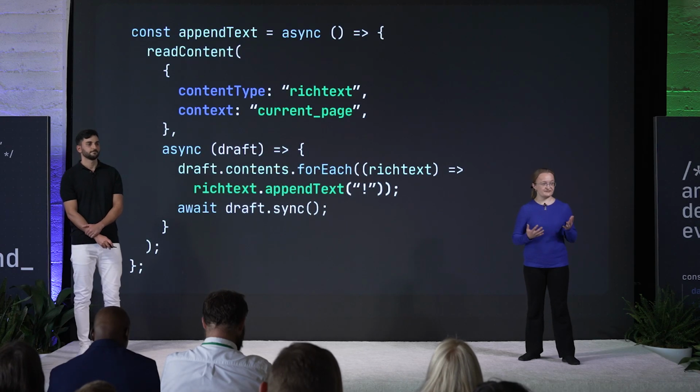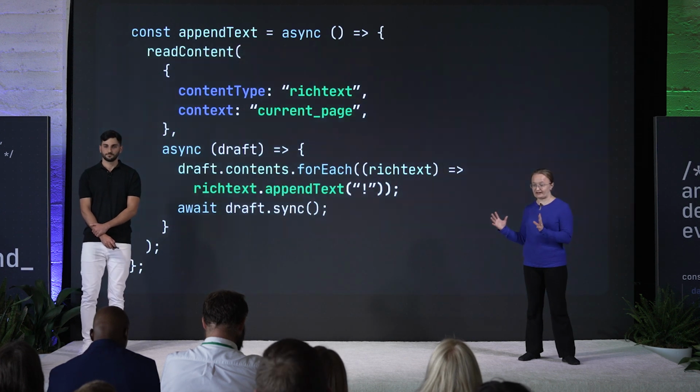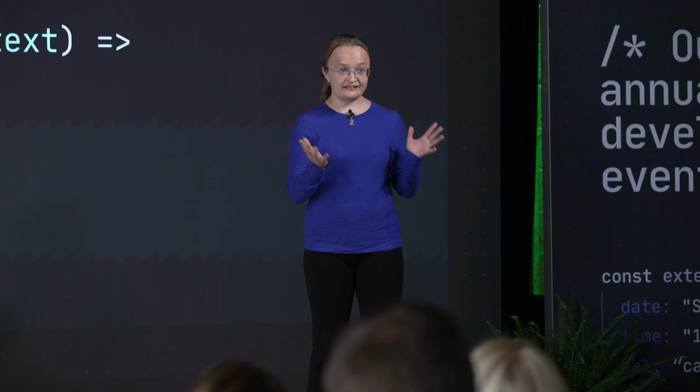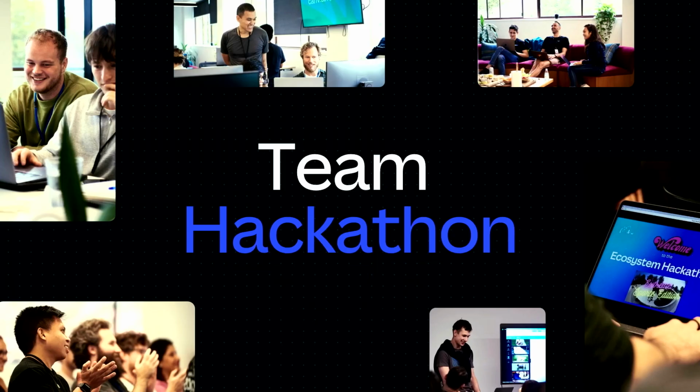Content Query is super simple to use. All you do is iterate through all the elements on the page that contain text, make any changes you want, and sync your changes back to the design.